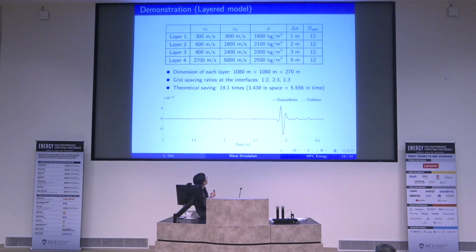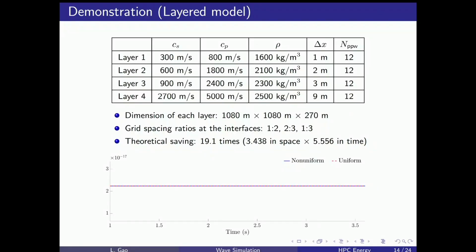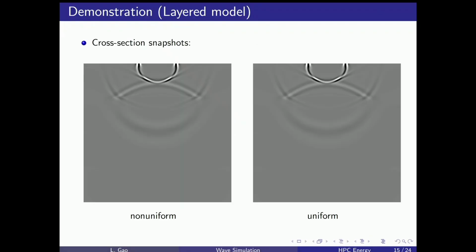I think it matches pretty well because the deeper parts of the medium are oversampled anyway in the uniform case. So you can get away with using less grid points per wavelength there. And also the energy is pretty much conserved. It's pretty much flat. And this is a snapshot.